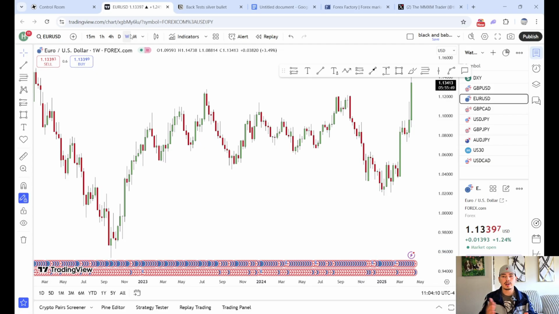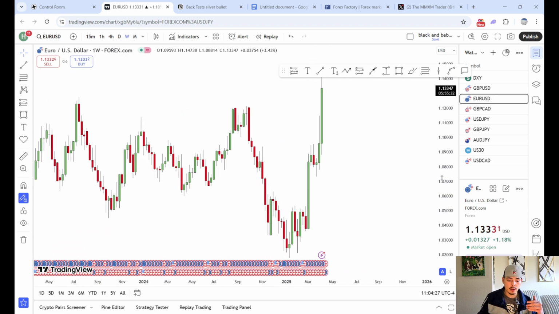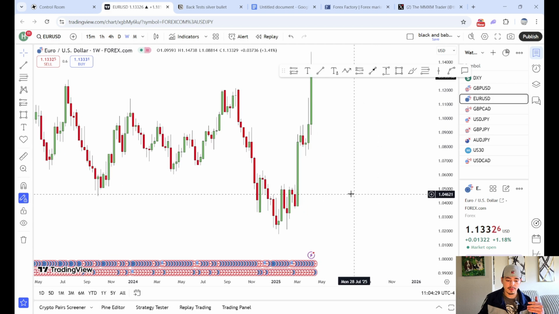My bread and butter is the weekly time frame into the 4-hour MMXM model. So we look for weekly internal range liquidity to external range liquidity. We figure out what is our next draw on liquidity, right? And so knowing that, we want to identify what got ran into most previously.